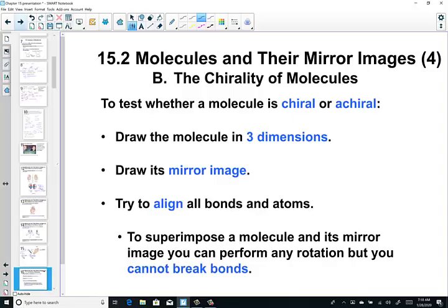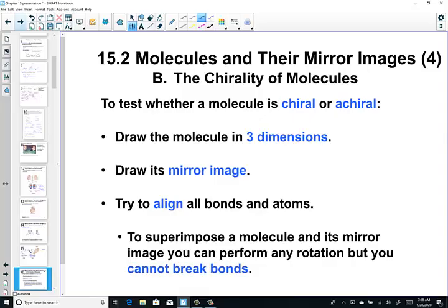So the test of chirality, to determine whether a molecule is chiral or not, we have to really think about it in 3 dimensions. We start by drawing the molecule in 3 dimensions. We then draw its mirror image to try to align all the bonds and atoms. To superimpose a molecule with its mirror image, you can perform any rotations. You can spin the molecule, but you're not allowed to break bonds.